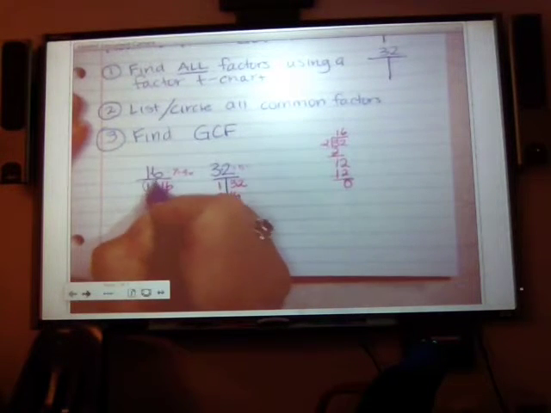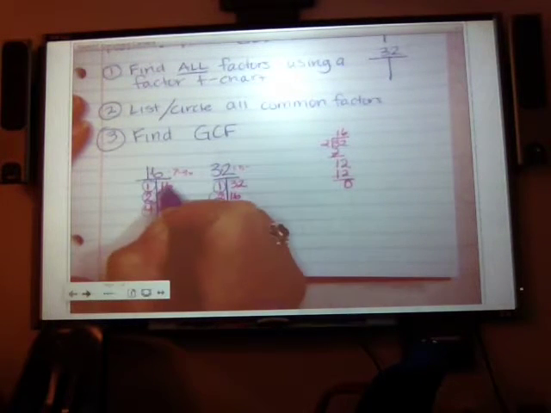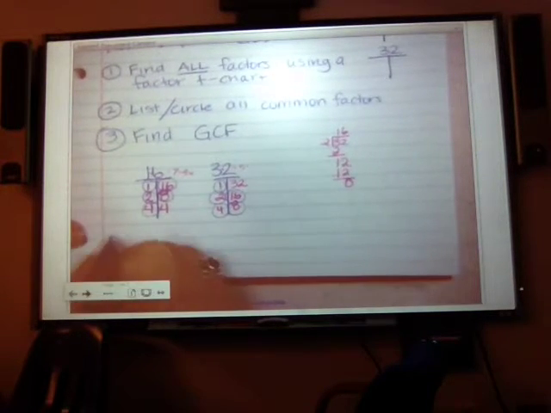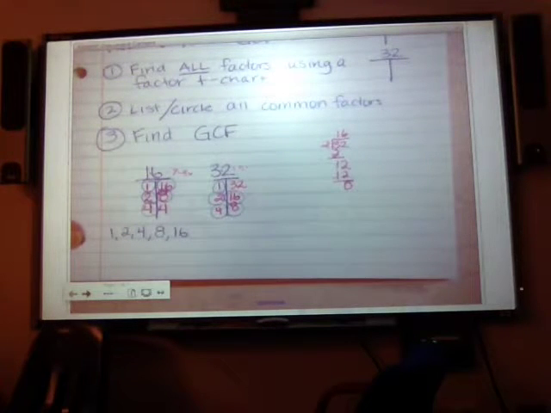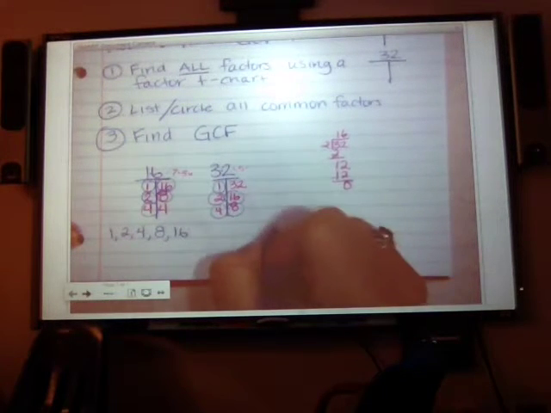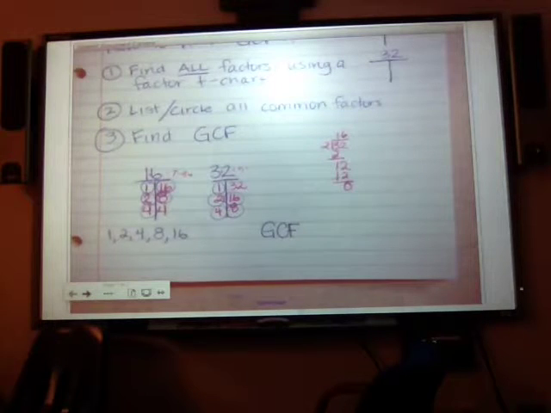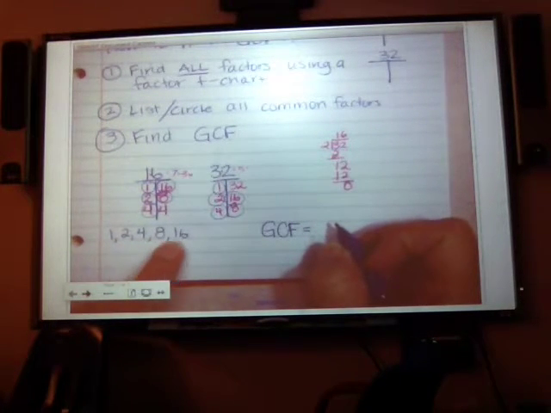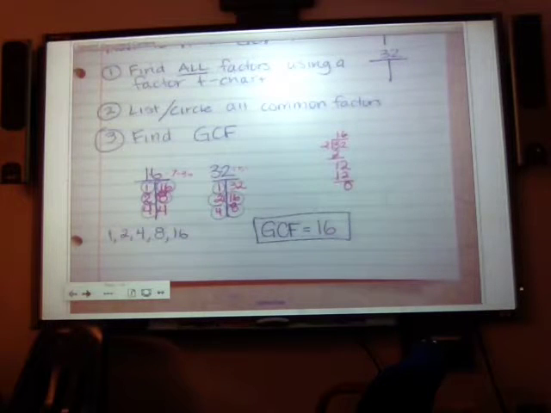They share a 1. They share a 2. They both have a 4. They both have an 8. They both have a 16. See how I found my common factors? 1, 2, 4, 8, 16. So it says circle and list all my common factors, and that's what I did. What is the largest of those common factors, Xander? 32. No, the ones that they share: 1, 2, 4, 8, or 16? 16. So therefore my GCF is 16. Also 16 and 16 is 32.